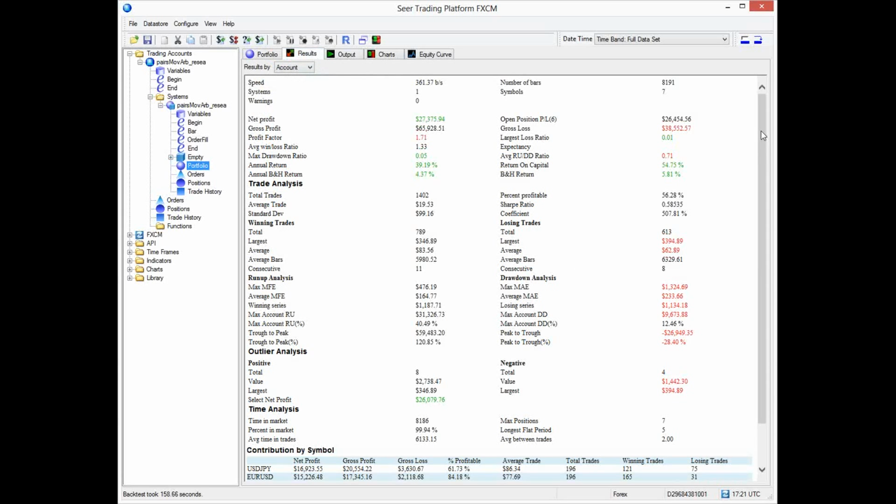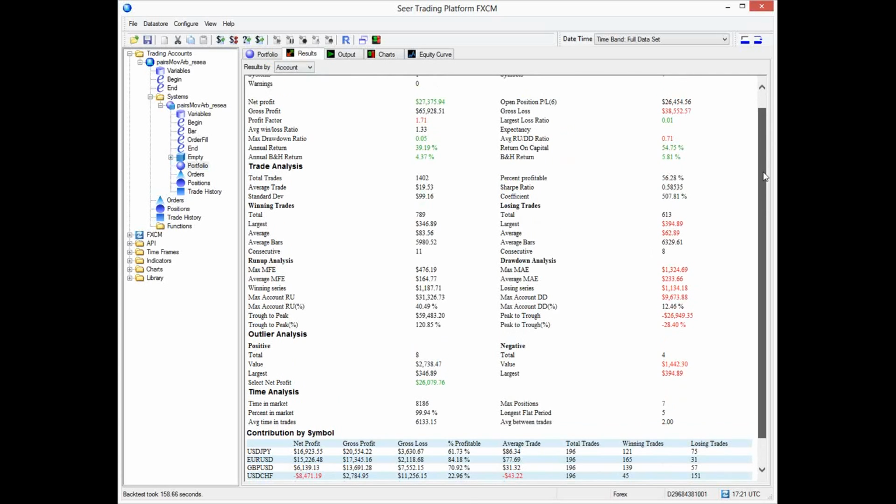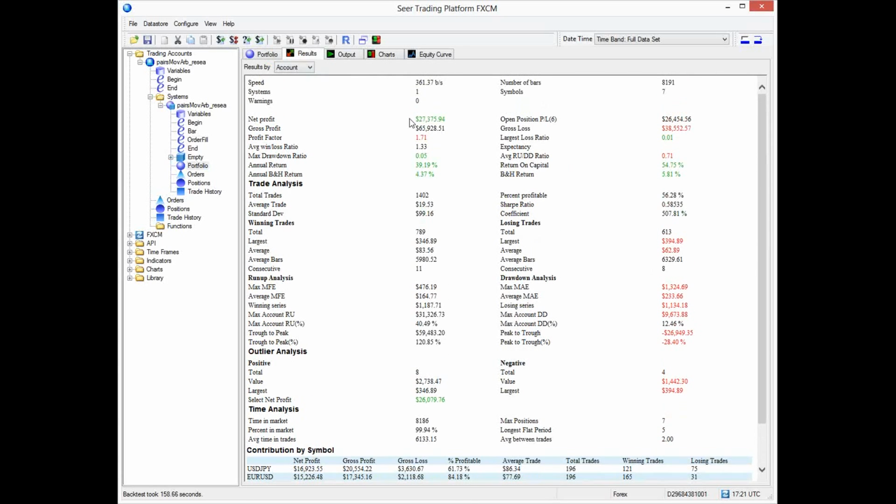And I'll give you an example. As you can see over here, this is the result of my back testing. This was back tested, I think, over about a year and 3 months worth of data. We had a net profit of $27,000 off a $50,000 position. The gross profit, the gross loss, my profit factor 1.71, my average win to loss ratios, my annual return of 39.9, my drawdown, whereas my peak to trough was about 28%.